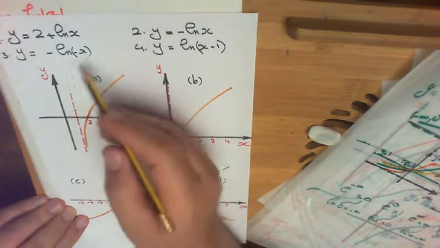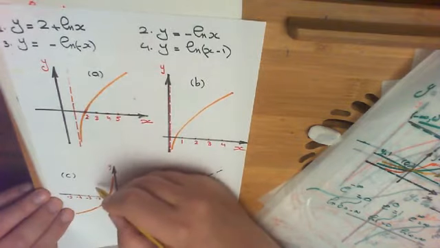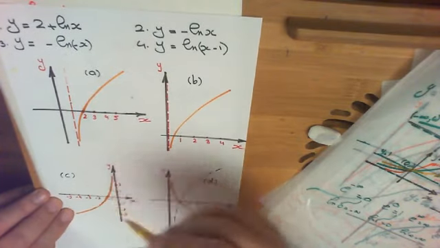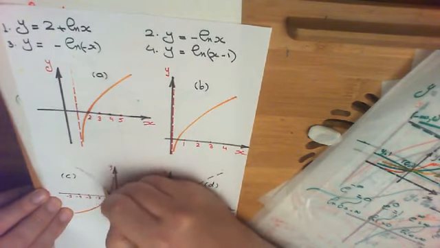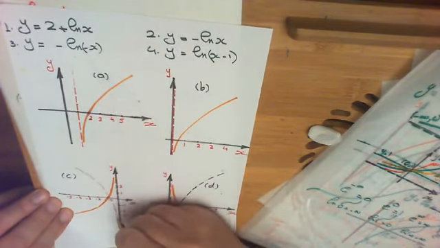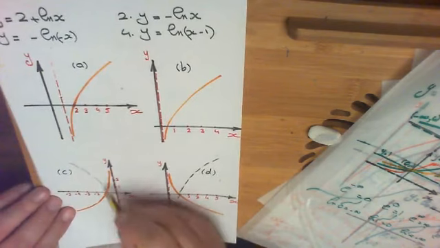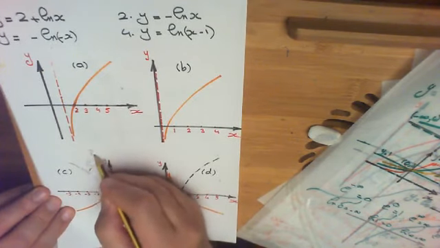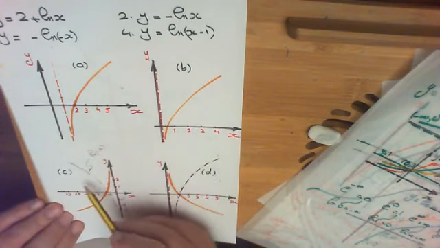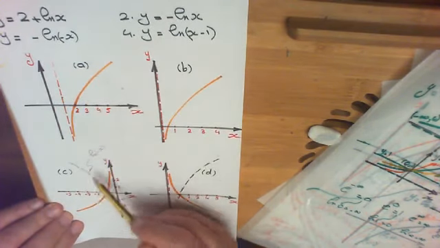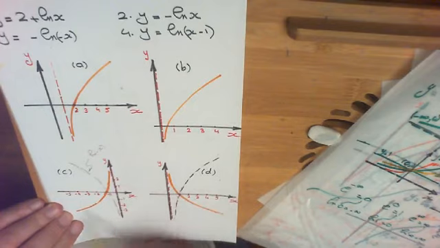Okay? Because ln minus x was originally like this. This is ln minus x. Multiplied by -1, so it is this shape.